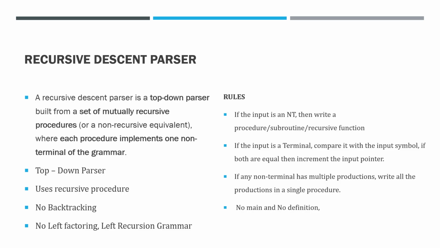If you find any non-terminal in a production, just write the procedure or the subroutine. If you see any terminal symbol, then we need to compare it with the input symbol. If both are equal, move on to the next input symbol. Very simple. Okay.